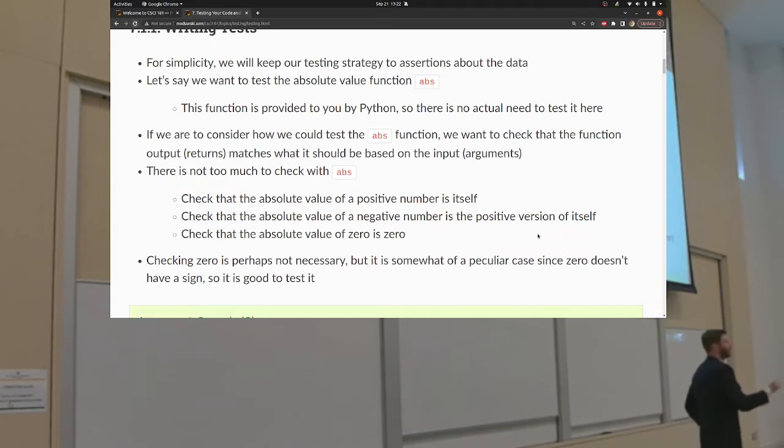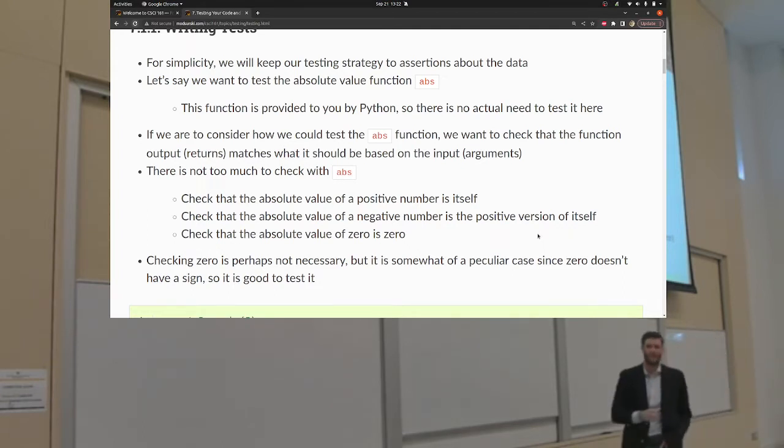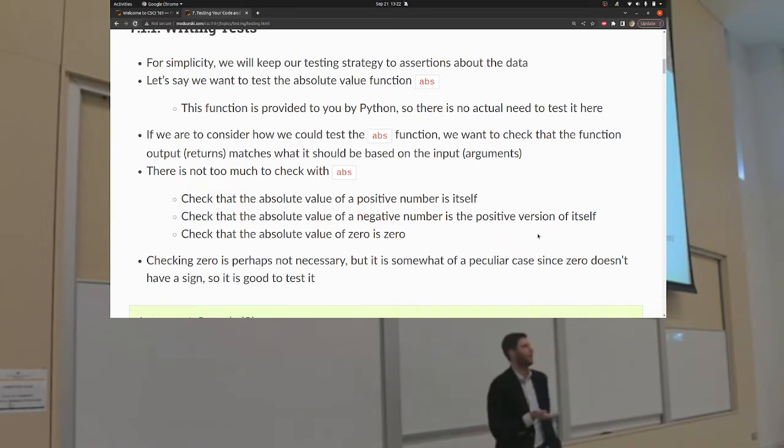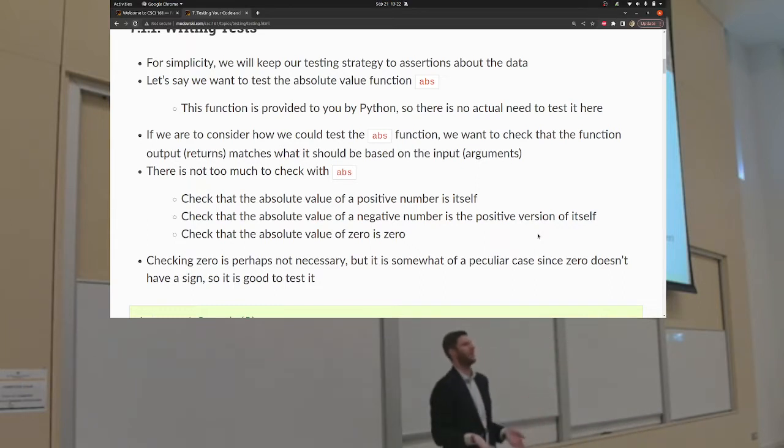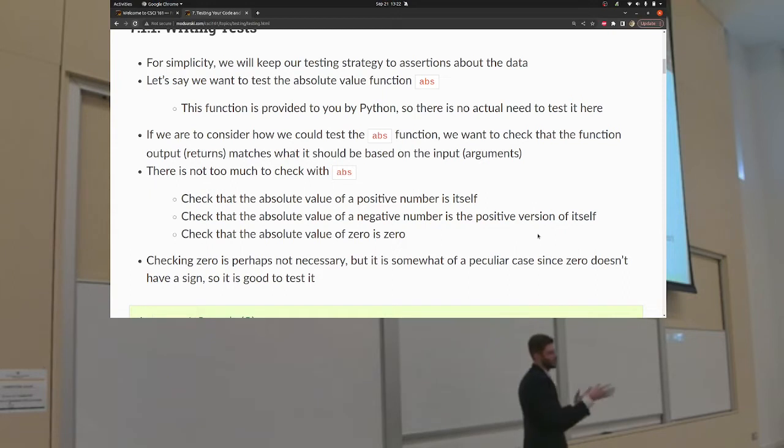That's the right number. If it's a negative number, it gives me the right number back, the positive. And I guess the funny little peculiar case might be 0. Because 0 doesn't have a sign, right? So absolute value of 0 should just still be 0.